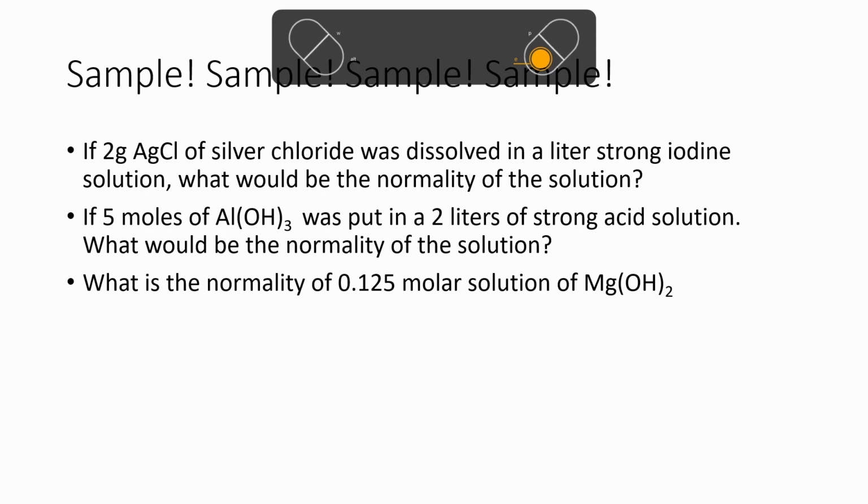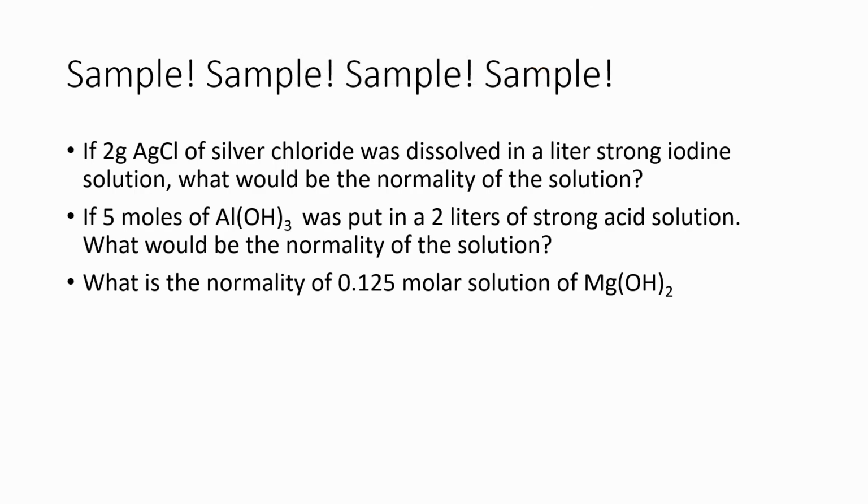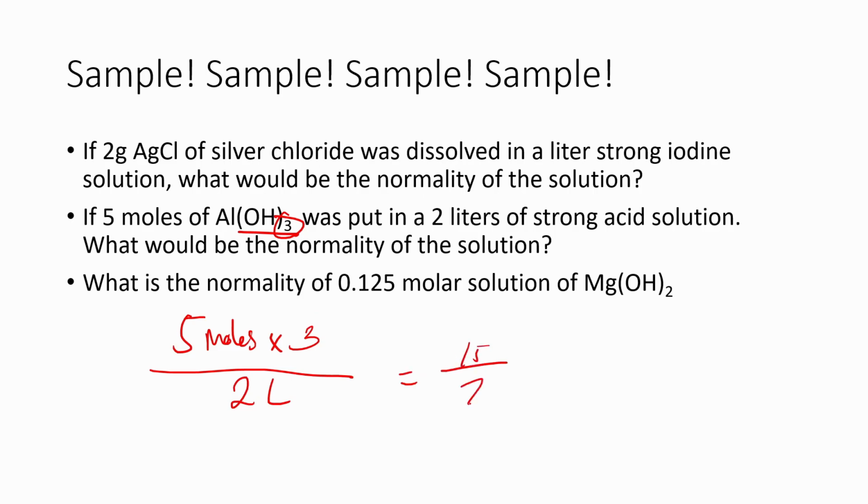Next, if 5 moles of aluminum hydroxide was put in 2 liters of strong acid solution, what would be the normality of the solution? 7.5. Kasi 5 moles times ang factor natin ay 3, 3 over 2 liters. 15 over 2, 7.5. Next. Madali po ba?